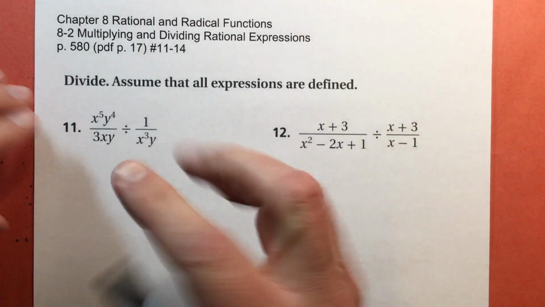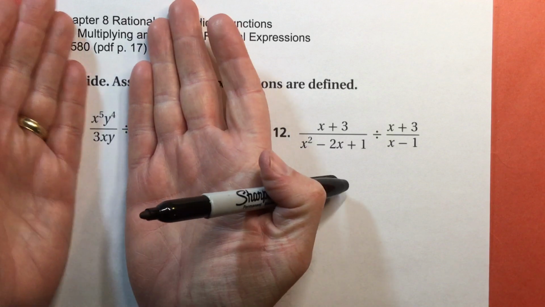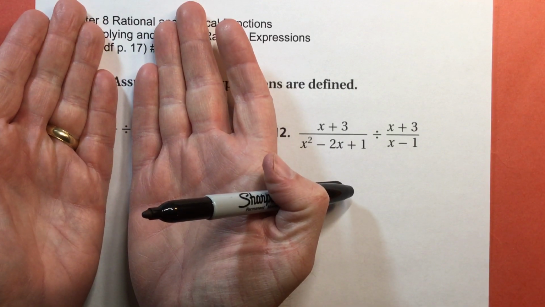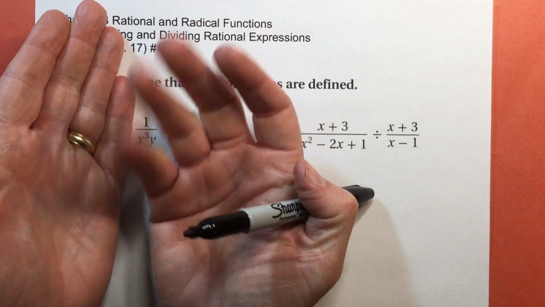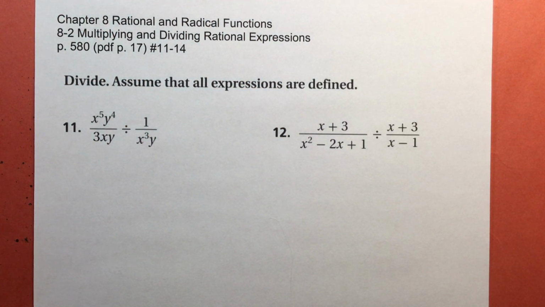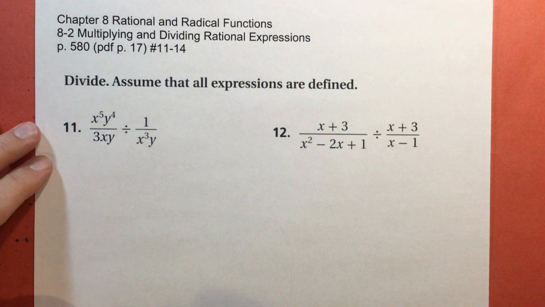So all I'm going to do is write this. That'll be the same. I'm going to change that to a multiplication problem, and I'm going to change that to its reciprocal. And yeah, I know that's keep, change, flip. But again, that's a horrible way of teaching it. You're multiplying by the reciprocal.